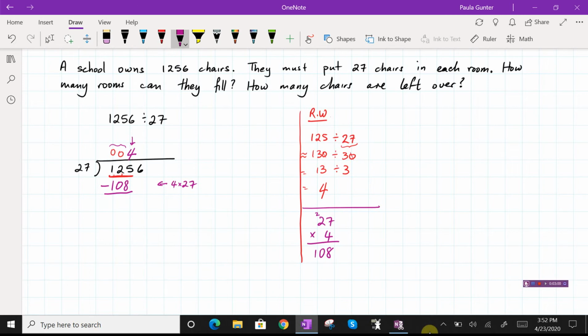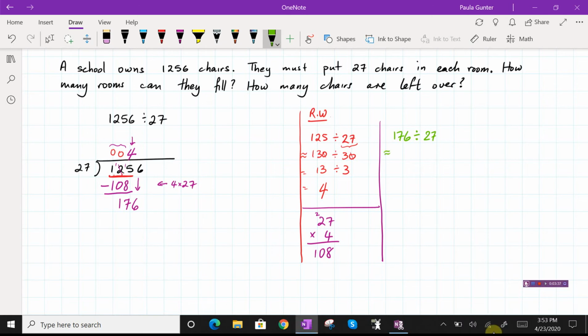This will require us to borrow. So we have 15 minus 8, which is 7. And 1 minus 0 is 1. So we get 17. We're happy because the value 17 is less than the divisor, which means that we can proceed to bring down the next place value, which is a 6. All right, continuing, we now have 176 divided by 27.